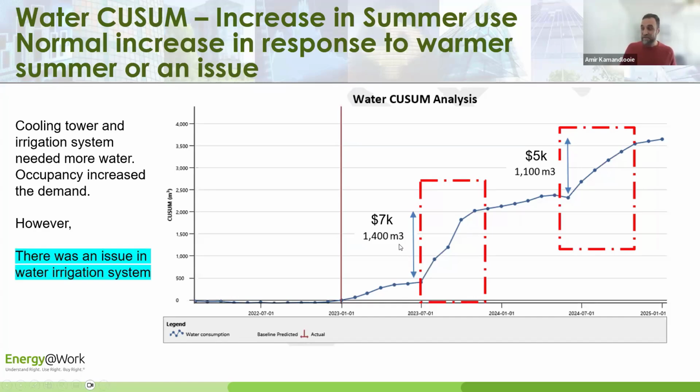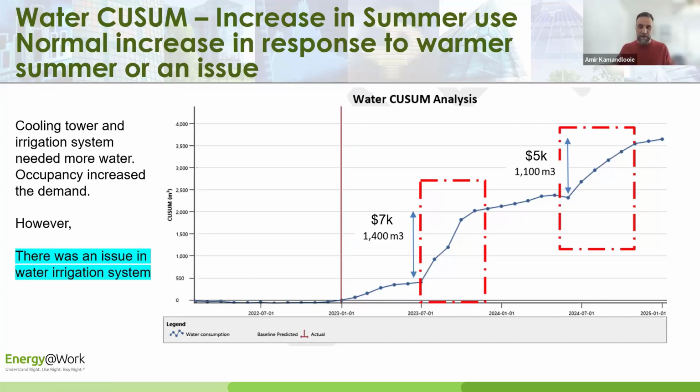We see an additional 1,400 cubic meters of water use in 2023 and 1,100 in 2024. So when we dug deeper into cooling tower and irrigation, we realized that the cooling tower is working perfectly. Irrigation, we are having leakage.